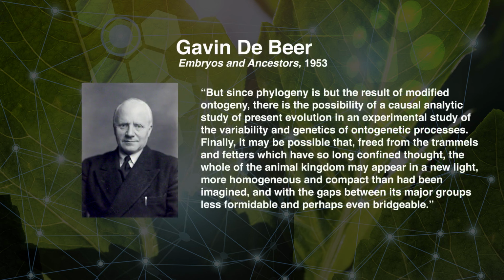Gavin de Beer, writing in 1953 in a book called Embryos and Ancestors, said, "But since phylogeny, that is evolution, is but the result of modified ontogeny, development, there is the possibility of a causal analytic study of present evolution in an experimental study of the variability in genetics of ontogenetic processes."